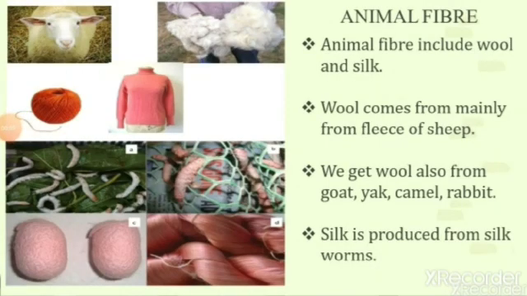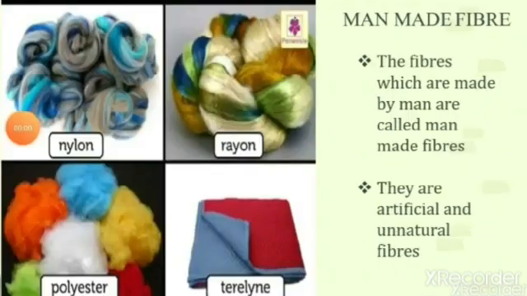Animal fibers include wool and silk. Wool is mostly from sheep and it is also obtained from goat, yak, camel and rabbit. Silk is produced from silkworms. These are the animal fibers which are obtained naturally.